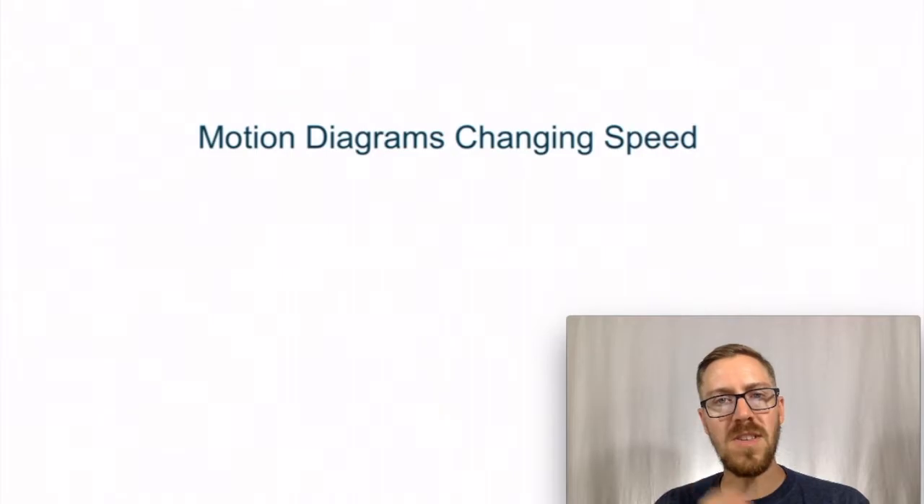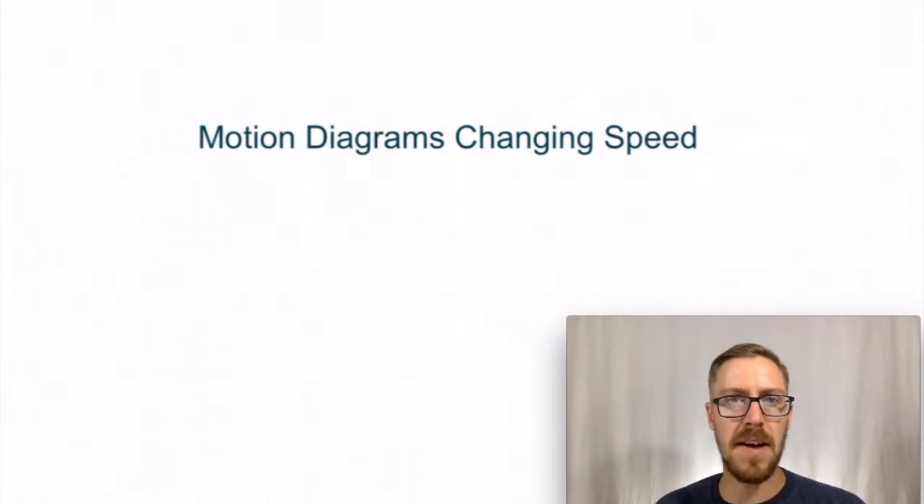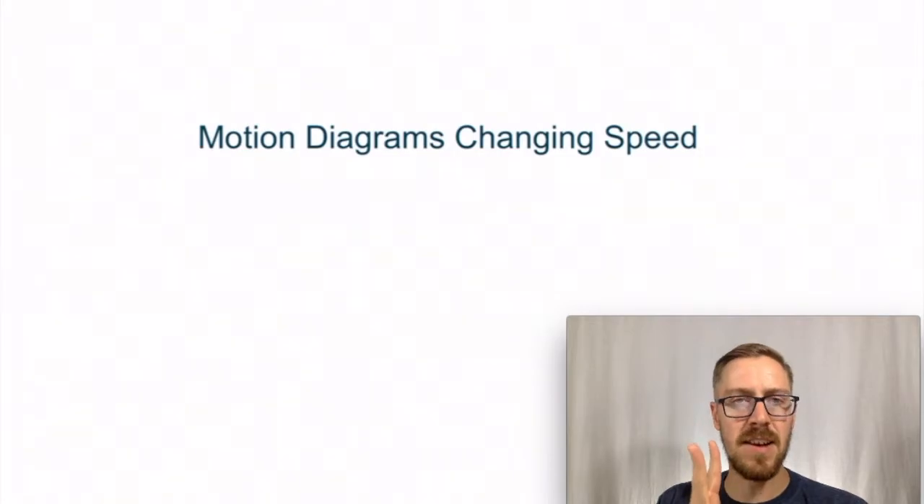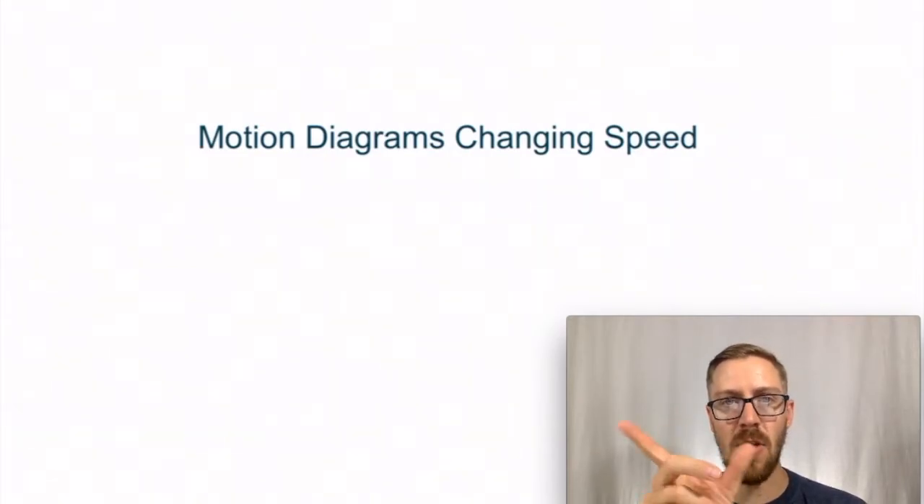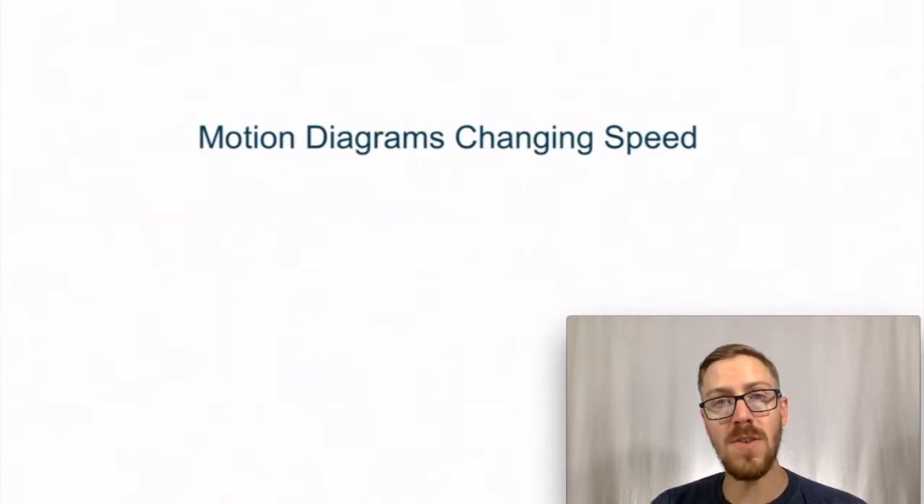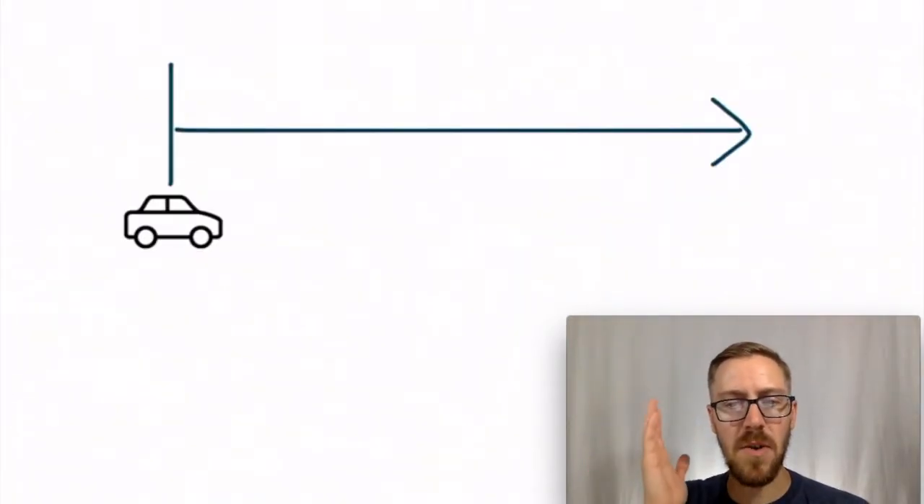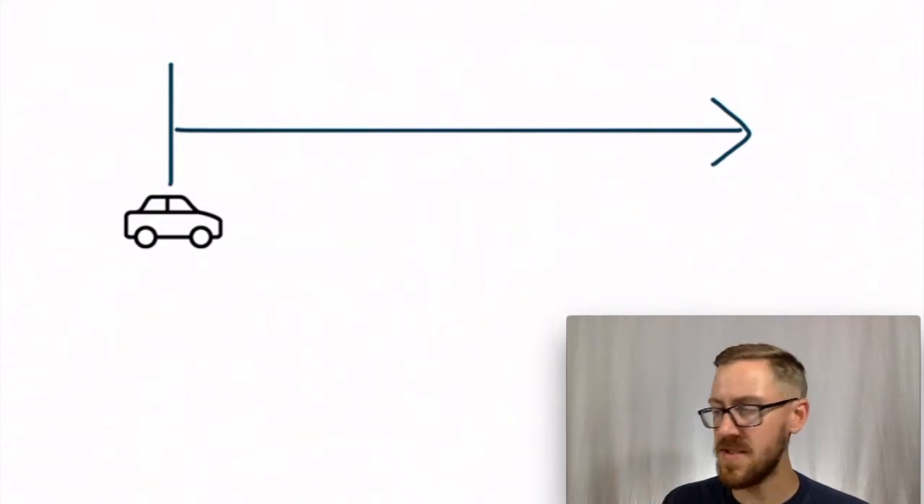What we talked about in the other video, just to quickly summarize, is that we need 3 things. We need to mark the 0 or the reference point on our diagram. We need to use dots to show where the car is each second. And then we need to use arrows to show which direction the car is traveling, and how long those arrows are also communicates velocity. So here we have a car, and I'm going to show us how it moves.